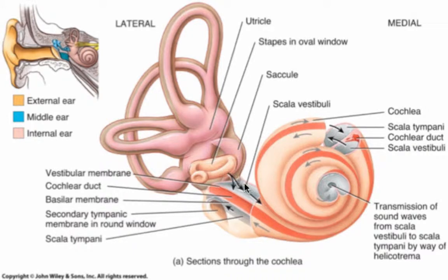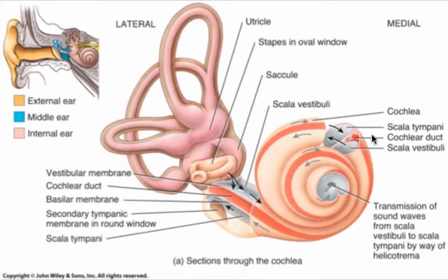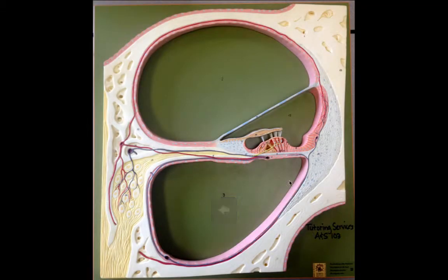Sound would come in, and it would first resonate fluid in the scala vestibuli, which would wrap all the way around and keep going and going until it gets to the center. And then it would come back through the scala tympani. This image itself is actually this cross section that we see right here. If you were to take the cochlea and just do a nice cut right through it, we would get this model right here. And so this would be the scala vestibuli.